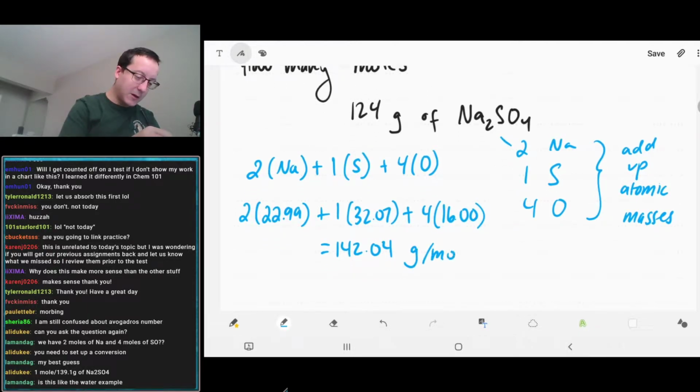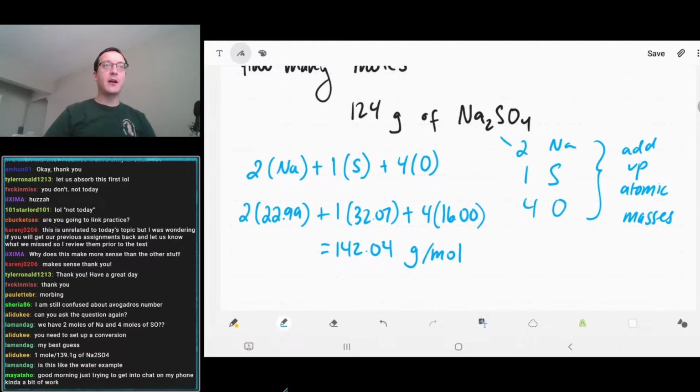And remember, the units of molar mass could be AMU. Yeah, no worries, Maya. I totally get it. The phone one is a bit harder to chat on, for sure.